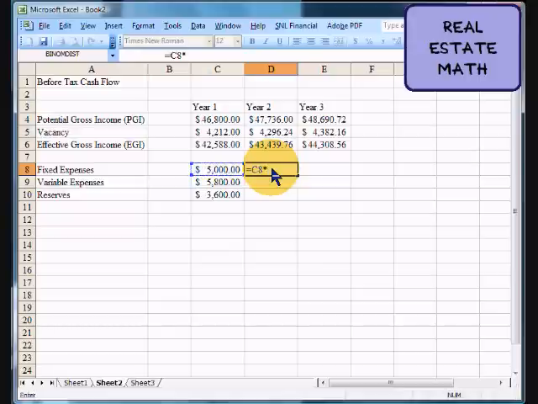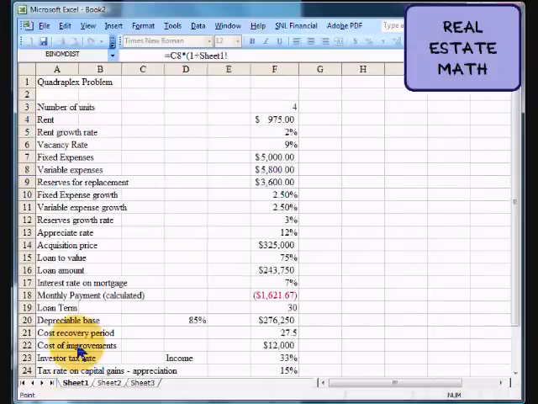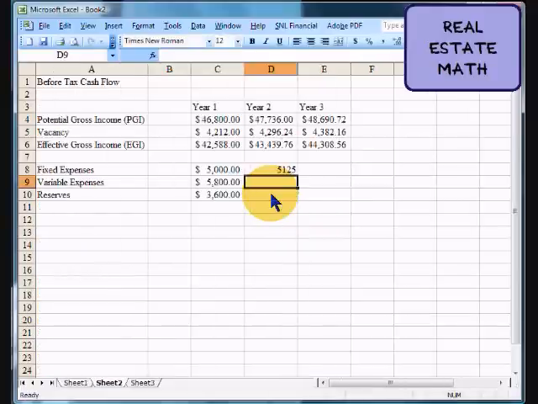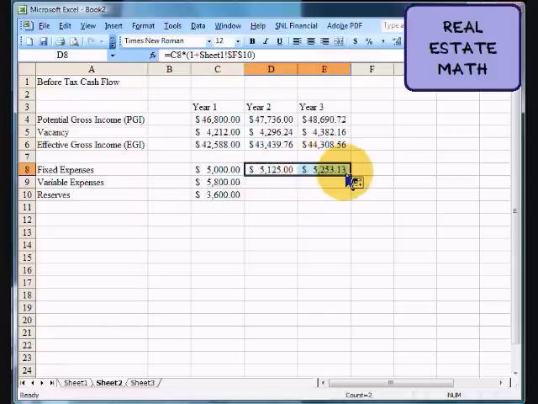I'll multiply that by 1 plus, and then we'll go over here and find that fixed expense growth rate, and we'll lock that in with F4, close our parentheses, and hit enter. We'll get that into a nice format, and we'll just drag that across, and we can also drag it down because I've locked those cells in.